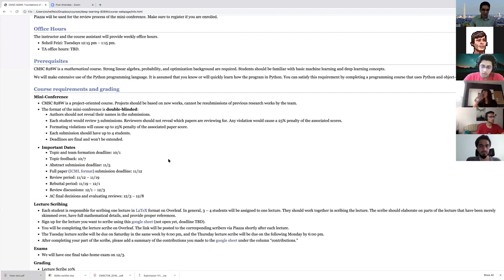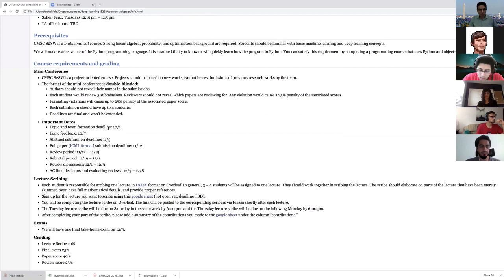So here are the important dates for us. At the beginning of October, you need to form your team and select the topic, the project. In a week, we are going to give you feedback, ups or downs. In the first week of November, there's an abstract submission deadline, so you'll post your abstracts. And within a week of that, you'll have your full paper in ICML format.